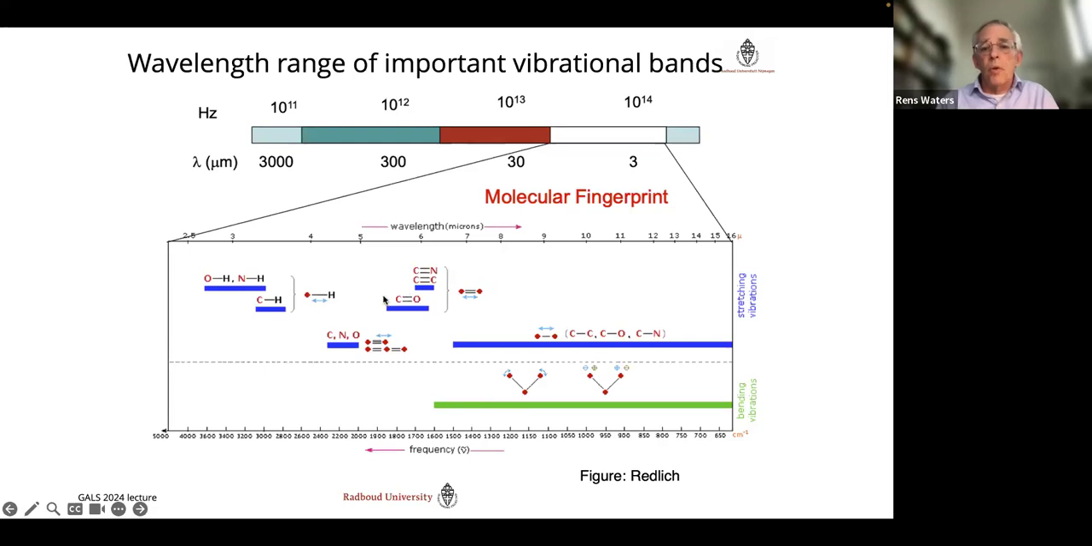Remember that molecules can be both in the gas phase and in the solid phase. And in the gas phase they can show both rotation and vibration, but in the solid phase they can only show vibrations. And those vibrational bands are then obviously at roughly the same wavelengths that we see in the gas phase, but in the solid phase they're often slightly shifted.